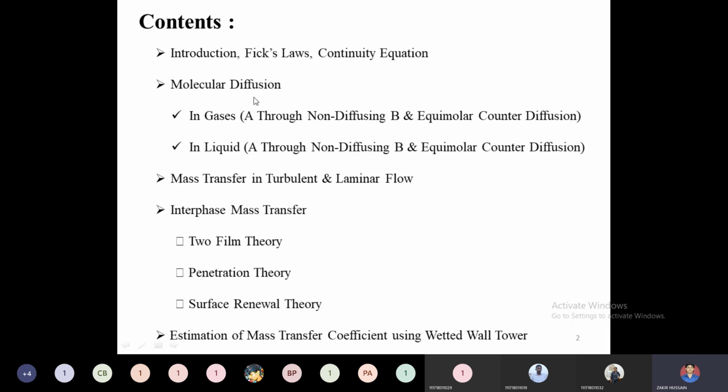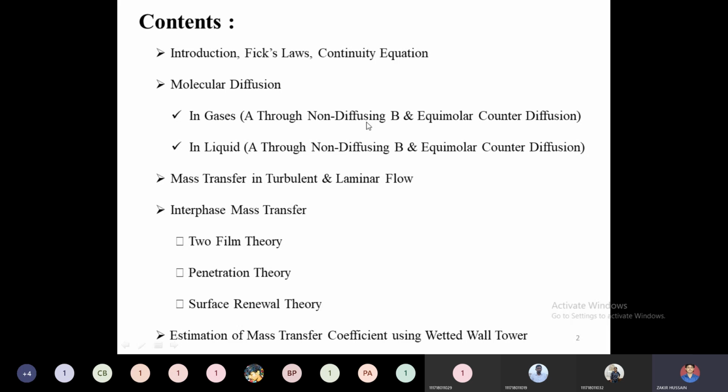Molecular diffusion in laminar flow, we will just discuss regarding this molecular diffusion. And there are two major cases in this one. One is the molecular diffusion in gases and another one is the molecular diffusion in liquids. Among these two cases, there are further two cases. In gases itself, there are two cases: A through non-diffusing B and equimolar counter diffusion. Similarly, for liquids also, A through non-diffusing B and equimolar counter diffusion.